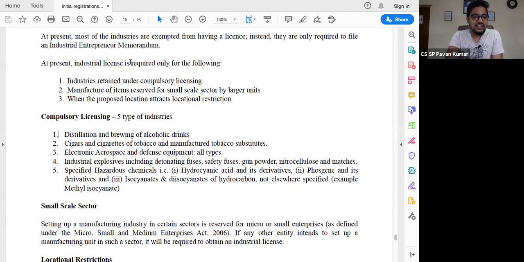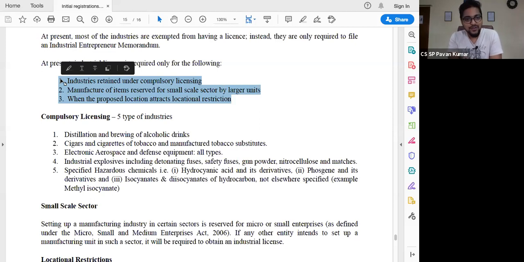At present, an industrial license is required only for the following: industries retained under compulsory licensing, manufacturing an item reserved for the small scale sector, and when the proposed location attracts location restriction. So only in these three cases, an industrial license becomes mandatory. Apart from this, an industrial license is not mandatory for other types of companies. So we will see one by one now.